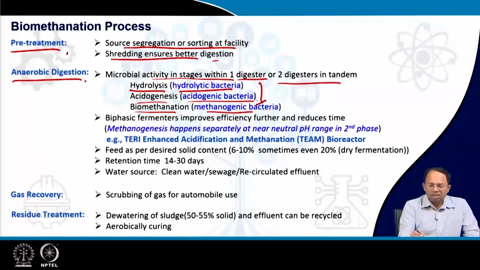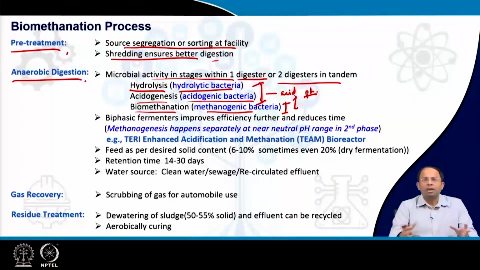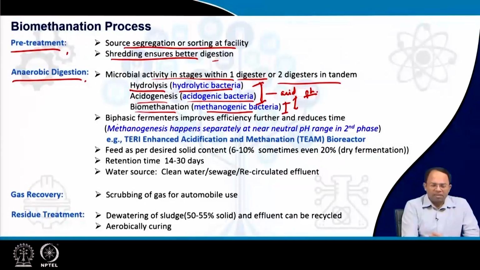So these two processes happen before it creates the acids and all these things, and in these processes acid is created and the pH goes down, but this methanogenic bacteria cannot act when the pH level is low, it acts when the pH level is neutral. So this happens in two stages. So if I can separate these two stages, then the process would be more effective, right? So for that, people have designed biphasic fermenters, and this improves efficiency and reduces the overall time.